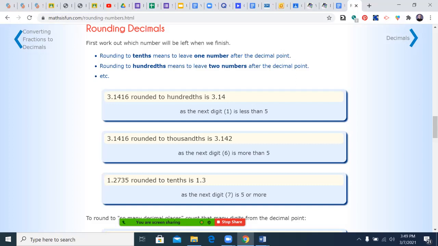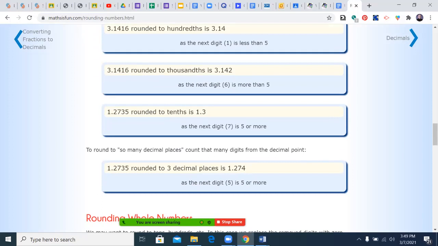3.1416 rounded to the hundredths. Here's the hundredths, the 4. I look next door, it's a 1, so that just stays at 3.14. Into the thousandths, and that's the third number, is the 1 here. So 3.141. I look at next door, it's a 6. That means this goes up, so it becomes 3.142.